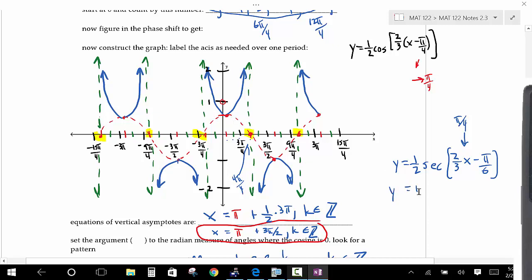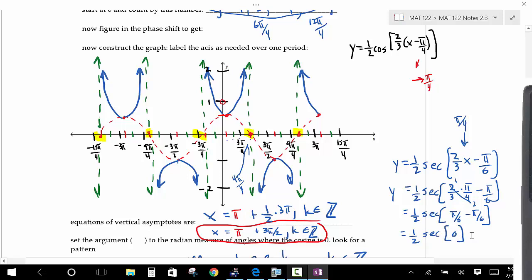So we get y equals 1/2 secant of 2/3 times pi over 4 minus pi over 6. And let me show you what happens. It'll end up going to the unit circle. So this is going to be secant of, see, that's 1/2, so that's going to be pi over 6 minus pi over 6. This is equal to 1/2 the secant of 0. And on a unit circle, the secant of 0 is 1. So 1/2 times 1 is 1/2. That checks out.